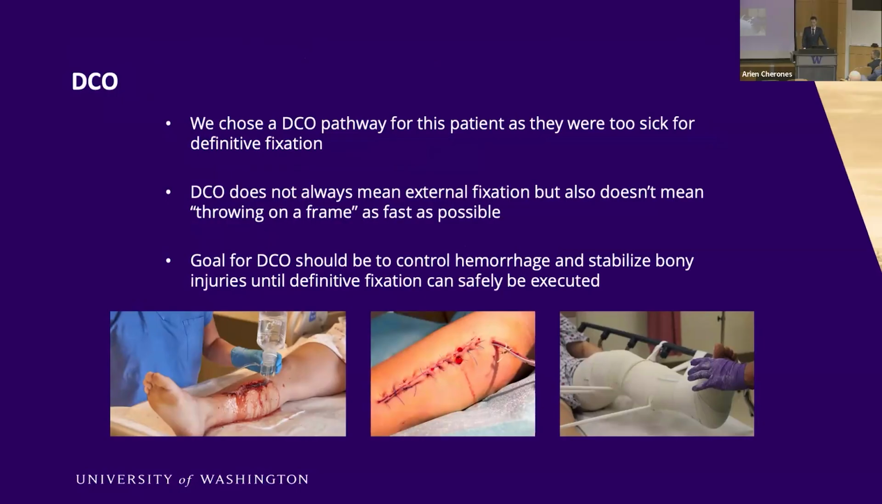It can mean irrigating open wounds, closing wounds, splinting, skeletal traction, or external fixation. If placing an external fixator, you want this to be done in a way that's going to set you up for success on your next procedure. And the goal for damage control orthopedics should be to control hemorrhage and stabilize bony injuries until definitive fixation can safely be executed. Ultimately, this patient underwent an I&D and splinting of his bilateral lower extremities and his ulna, as well as a sling for his shoulder, and had definitive fixation at a later date when he was resuscitated.